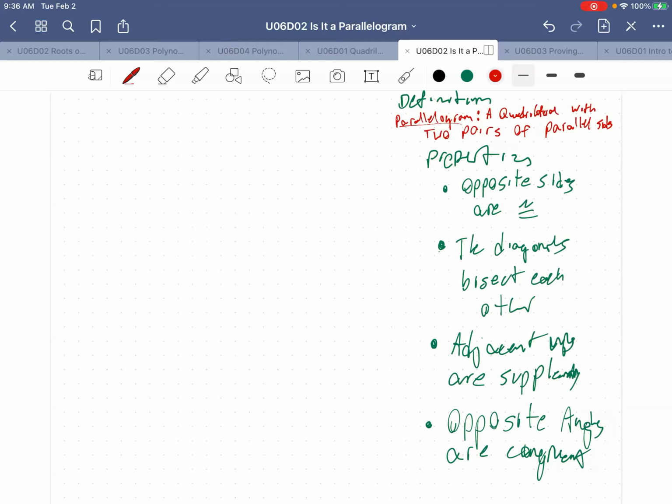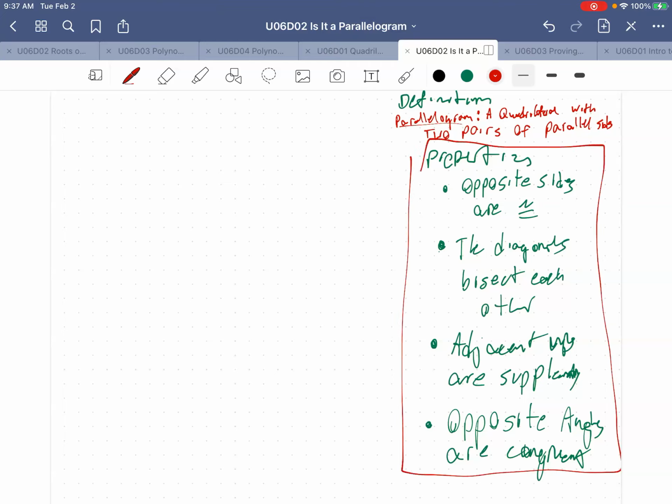So today we are going to be proving that the properties of a parallelogram are enough to prove that a quadrilateral is a parallelogram. The definition of a parallelogram is a quadrilateral that has two pairs of parallel sides. Yesterday we proved what all the properties of a parallelogram were. Today we're going to prove that these are enough to go backwards and say that this is a parallelogram.